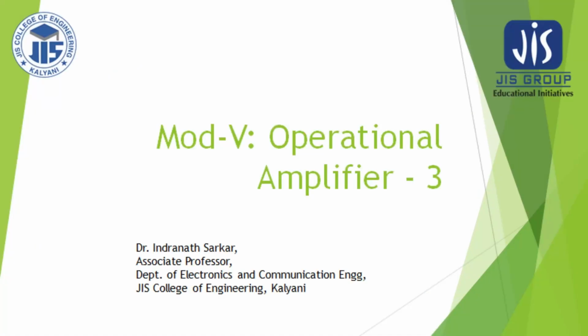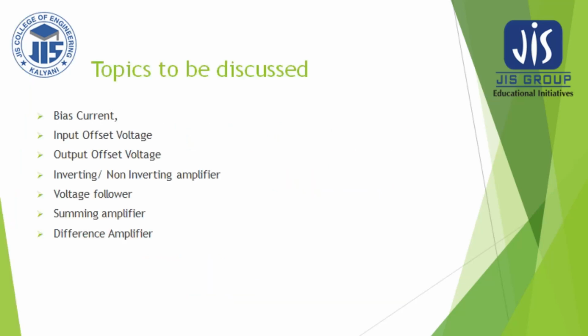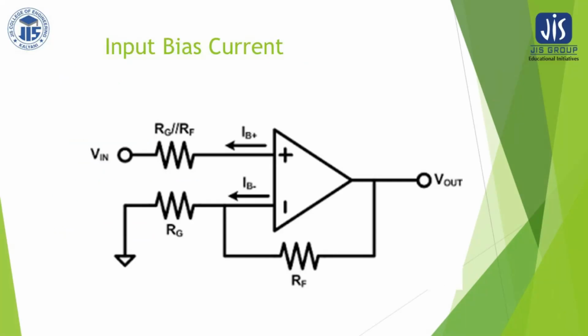We are discussing operational amplifier under module 5. Today's topics are bias current, input offset voltage, output offset voltage, inverting and non-inverting amplifier, voltage follower, summing amplifier, and difference amplifier. Today we will continue with some parameters which have not been discussed for the operational amplifier, such as the bias current, the offset current, input offset voltage, output offset voltage, etc.